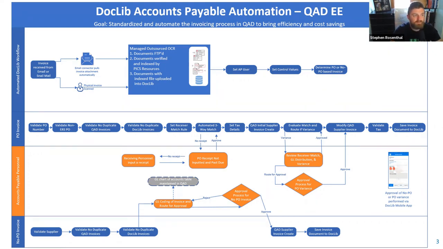So basically our process for managed outsourced OCR is a combination between the software and also people, eliminating the need for users and our customers to have to go in and try to verify these documents themselves. So we go through that process. What comes out of that process is a fully indexed invoice, and then it's sent into this workflow for processing.